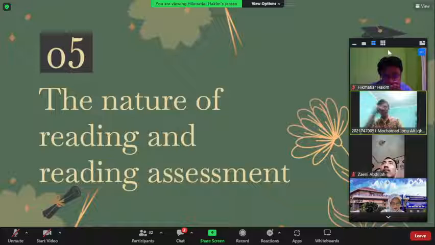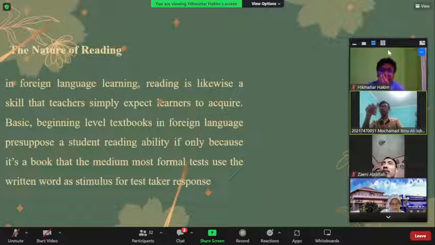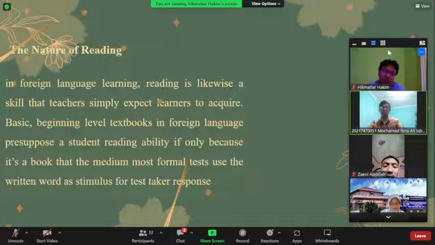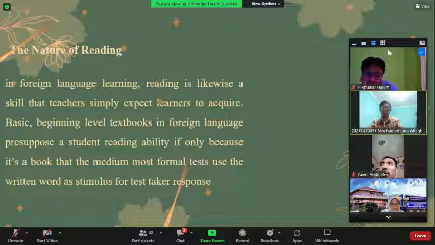Okay, next slide, the nature of reading and reading assessments. The nature of reading. Reading seems so natural that learners should be exposed to written text with no particular instruction. In foreign language learning, reading is likewise a skill that teachers simply expect learners to acquire. Basic beginning level textbooks in a foreign language presuppose a student's reading ability, if only because the book is the medium, and most formal tests use written words as stimulus for the test taker's response.